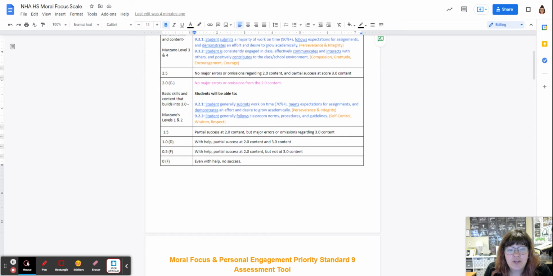For 9.2.2, the student generally follows your classroom norms, procedures, and guidelines. Anyone who meets one of the 2.0 and one of the 3.0 standards would be in that 2.5 range. But any of our scholars who fall short of those 2.0 requirements would end up in the 1.5 or lower categories. So you might be saying, well, how does this look on a day-to-day basis and how do I assess it? If we scroll down further in the document, there's some additional tools that we've included to help you out.